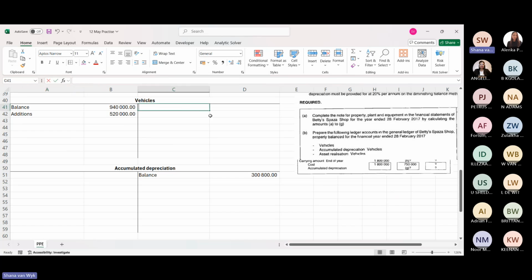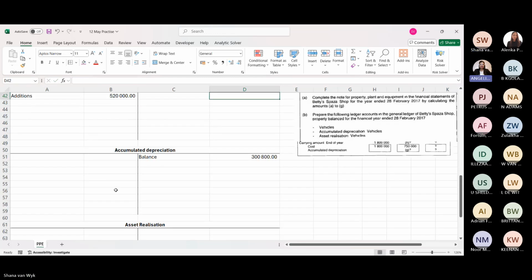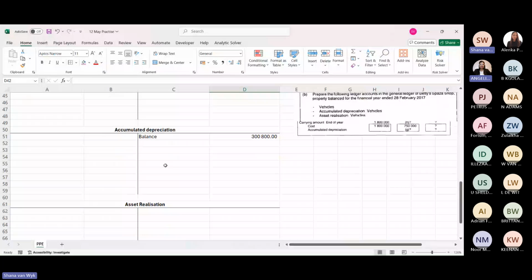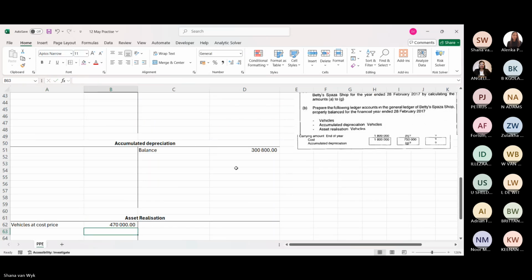Okay, so here we're going to say asset realization. Angelica, you're right there. I'm just listening. I'm going to rework it afterwards on my own. Or at least try. Okay, then we have accumulated depreciation.